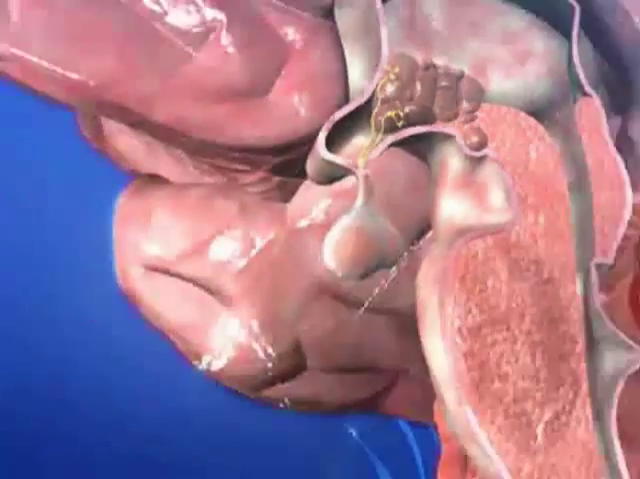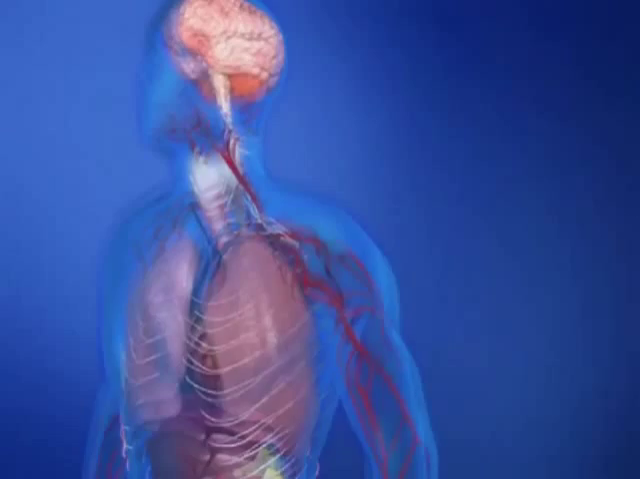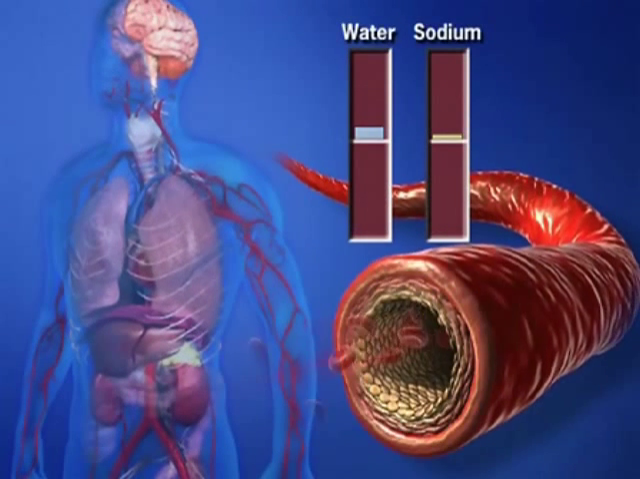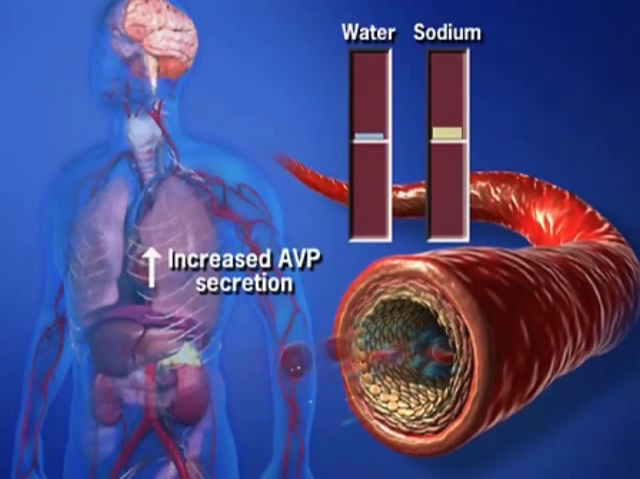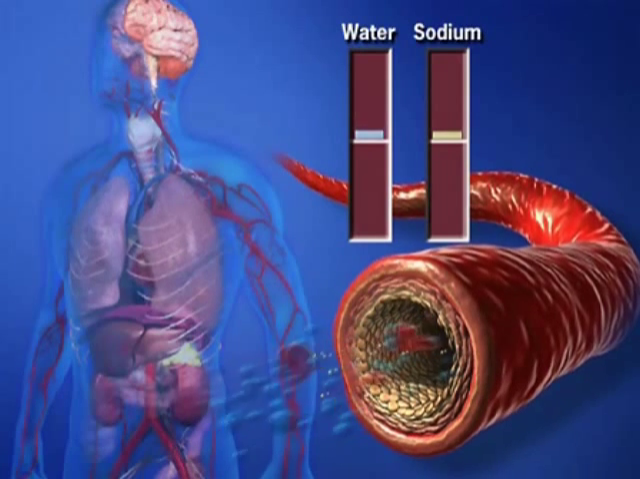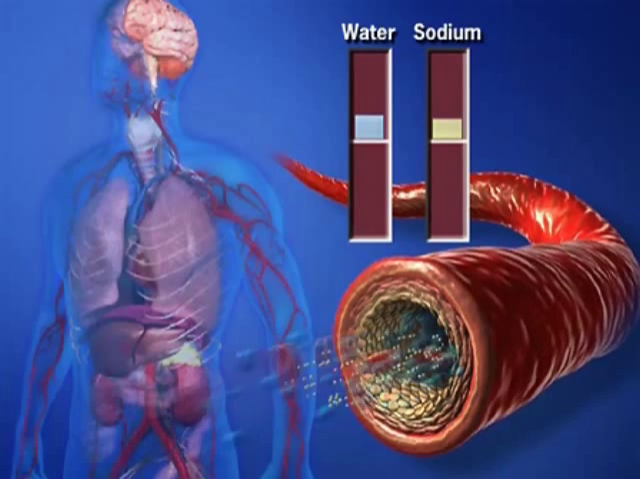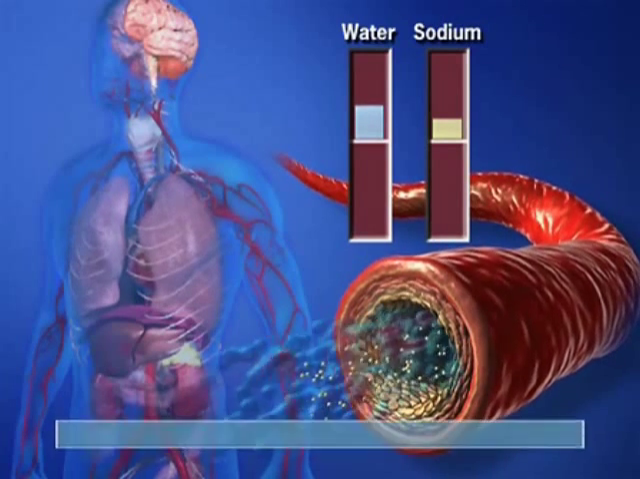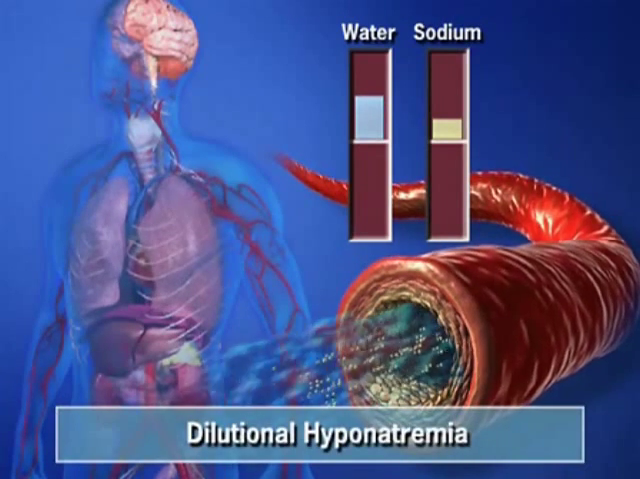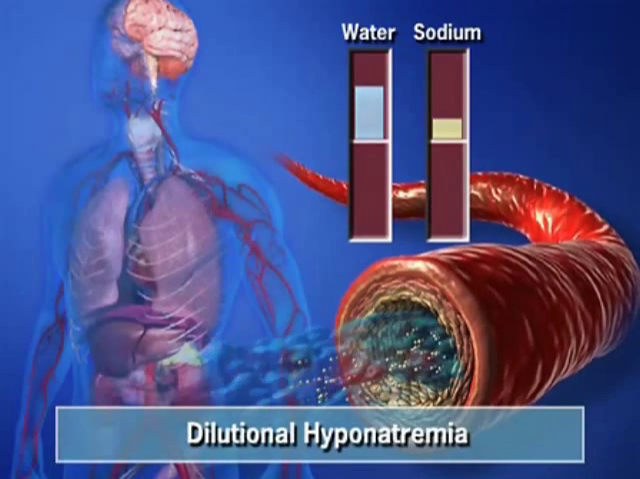Disrupted AVP secretion frequently results in an imbalance of salt and body water. Increased AVP secretion leads to decreased free water excretion, resulting in water retention. When this causes an excess of body water relative to sodium content, the result is dilutional hyponatremia.